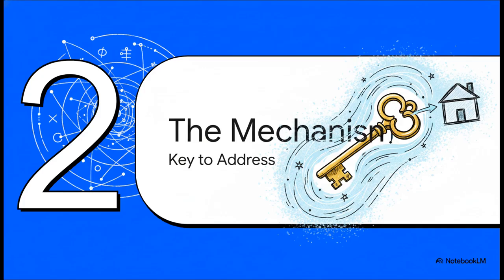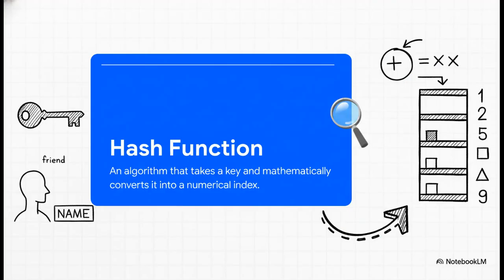Let's get into the nitty-gritty, the actual magic spell that turns a key into a physical address. The secret weapon is something called a hash function. This is the engine of the whole operation. It's a special, really cleverly designed algorithm. It takes your key, let's say your friend's name, and it mathematically mangles it and spits out a number. That number is the shelf number, or the index where all your friend's contact info is stored.